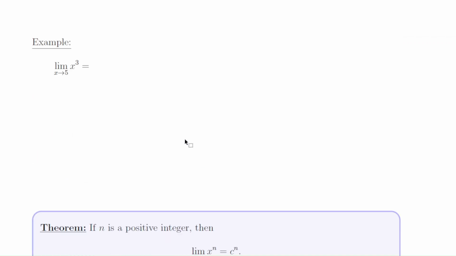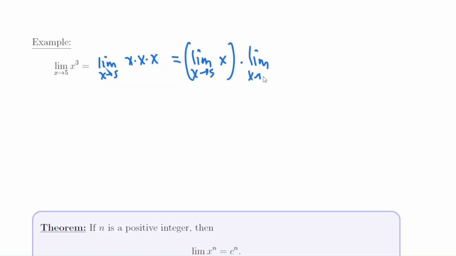So what about this? Limit as x approaches 5 of x cubed. Well, isn't x cubed the same thing as x times x times x? And don't we have a product here? So we can write this as the limit as x approaches 5 of x, times the limit as x approaches 5 of x, times the limit as x approaches 5 of x. Limit of the product equals the product of the limits. And it works not only if you have 2 things, but even if you have 3 things being multiplied.